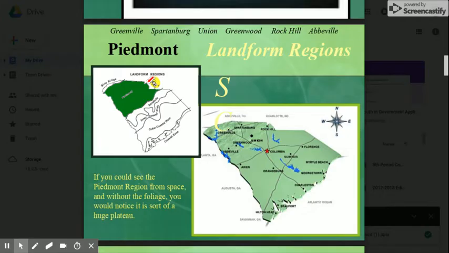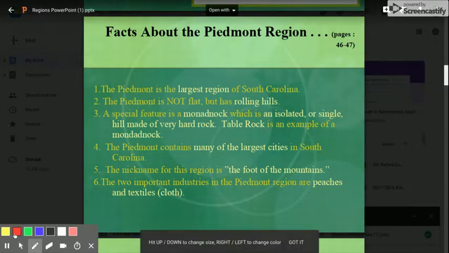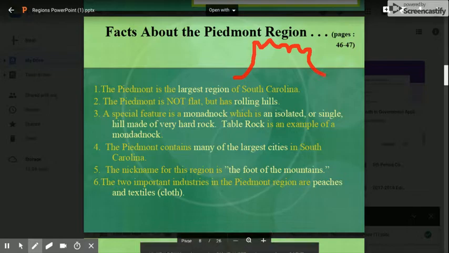The Piedmont region. Okay. So, if you remember what a plateau is, it's like a table, right? So, this area right here, this giant green area, technically is a raised plateau, but it has hills on top. So, let me draw you an example. I'm going to attempt to draw this here. So, it goes up, and then it's got hills, and then it goes back down. That's my example of the Piedmont region.